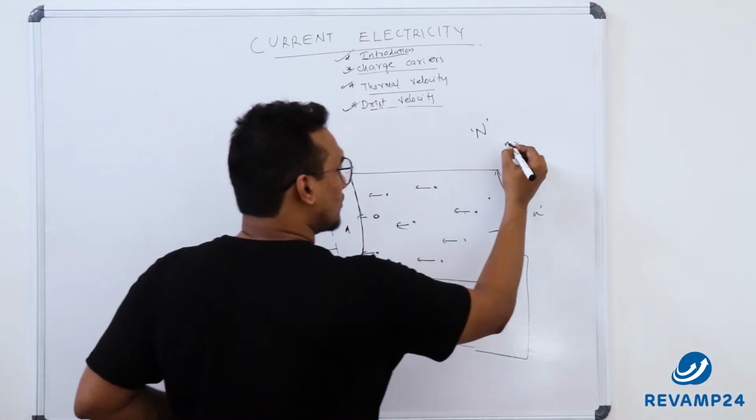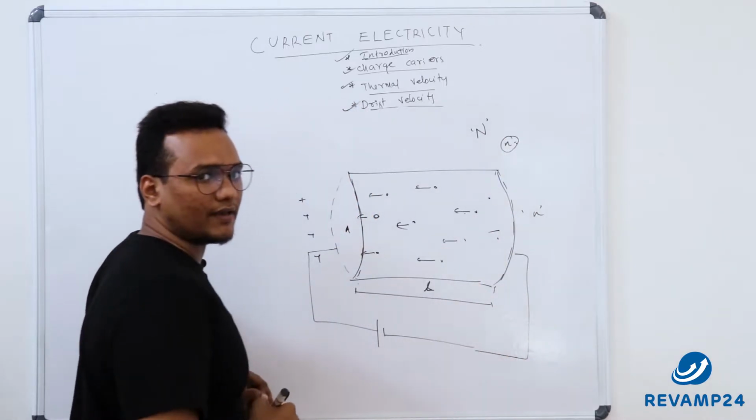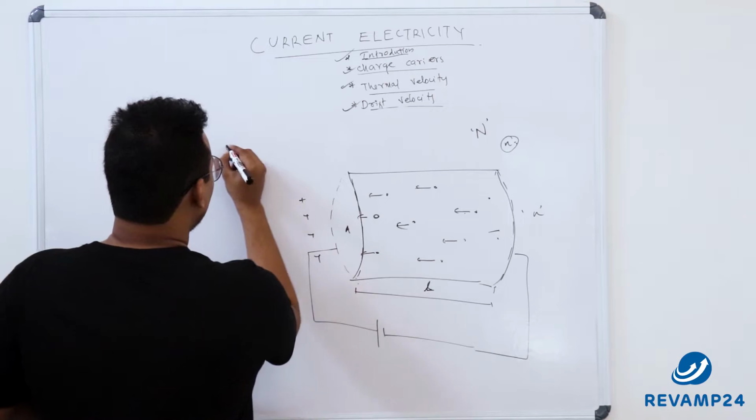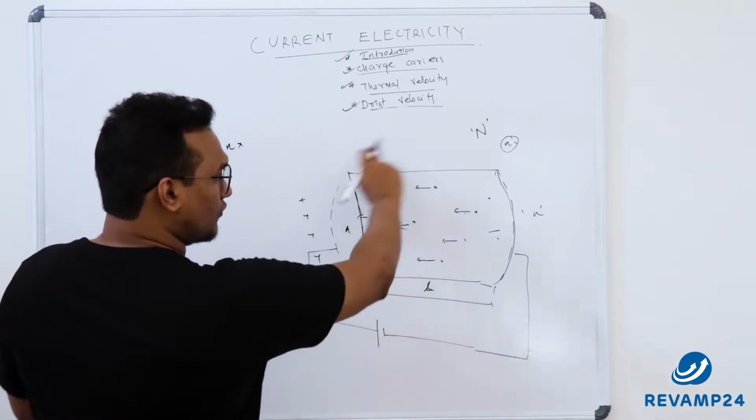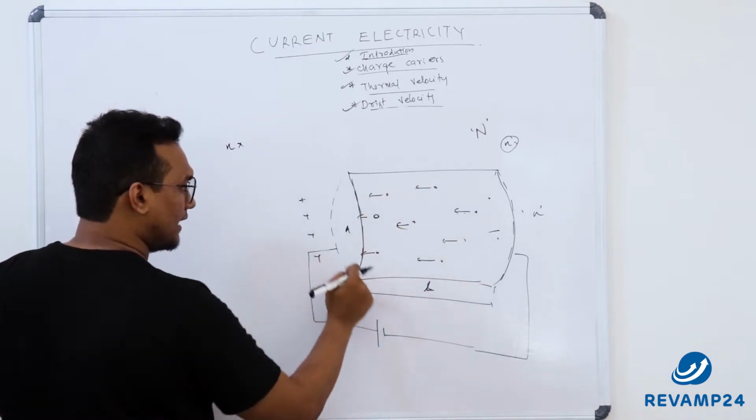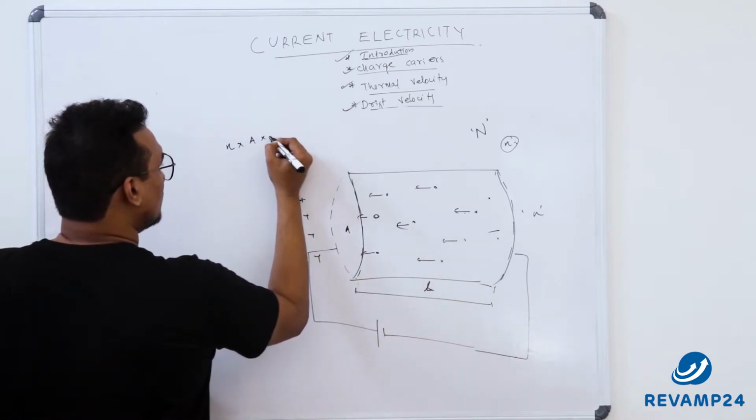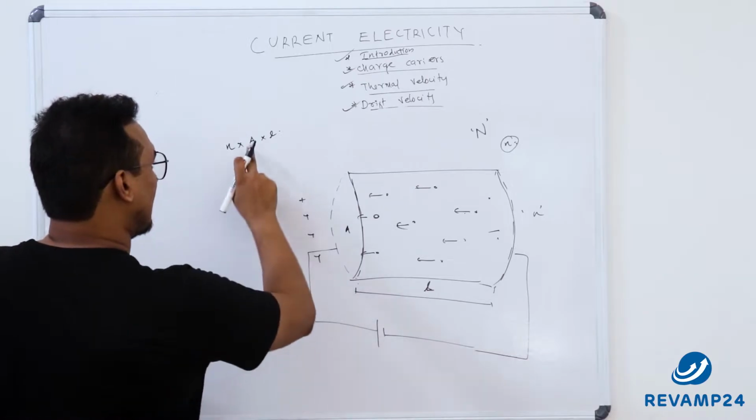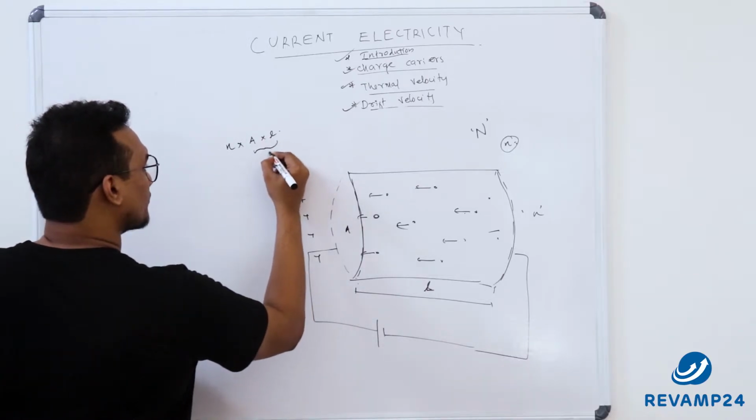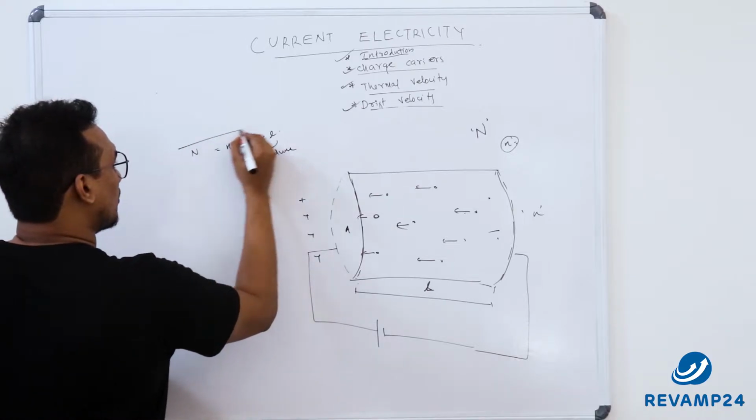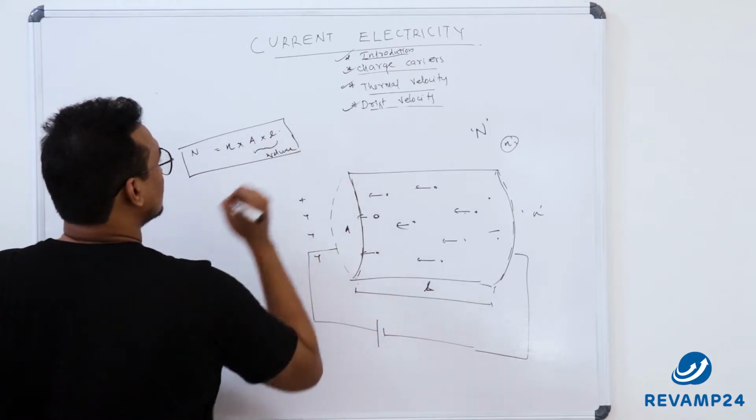Now the number of electrons in unit volume is small n. What is the total number of electrons in this case? That is the number of electrons in unit volume into the volume of this conductor. What is volume? Area of cross section into L. So A into L is basically volume, and n into this will give us the total number of free electrons.